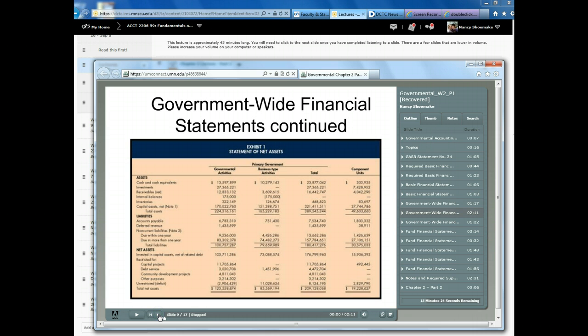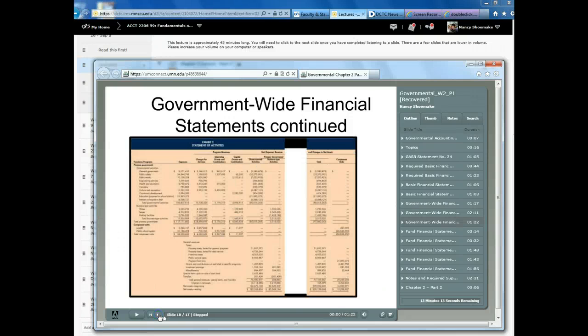This shows you how the statement of net assets, the way we know it as like the balance sheet, is set up. We've got our governmental activities, we've got our business-type activities, and then we have it totaled. We've got our liabilities, and then we don't have equity. What do we have? Net assets. So here is our statement of activities, kind of like an income statement, showing the various types of expenses, revenues, and the breakdown per units.